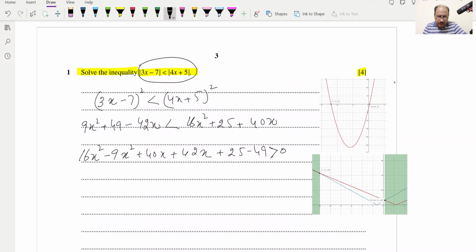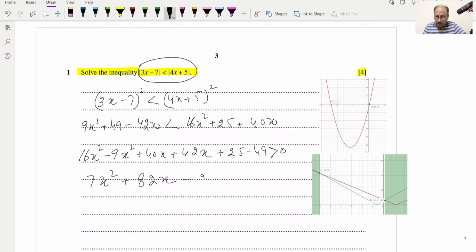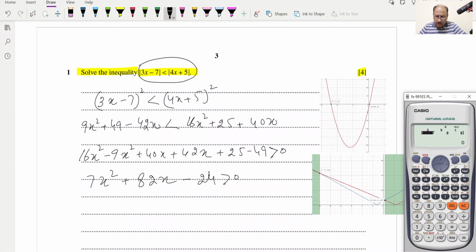Now further we can simplify. 16x squared minus 9x squared will be 7x squared, and this one will result in 82x, so plus 82x, and 25 minus 49 will be minus 24, so we can write minus 24 is greater than 0. Now this will be the quadratic, and we can factorize it. You can use the quadratic formula or factorization or whatever. I'm using the calculator. You can use a calculator as well. So the coefficient of x squared is 7, the coefficient of x is 82, and the constant value is minus 24.